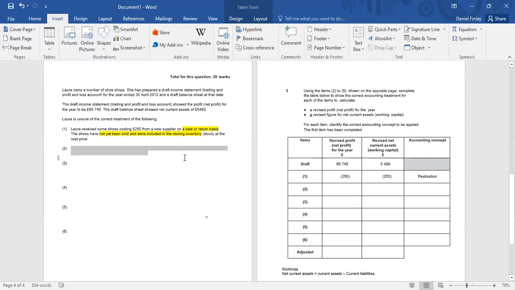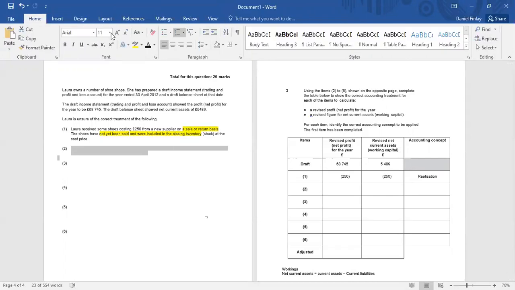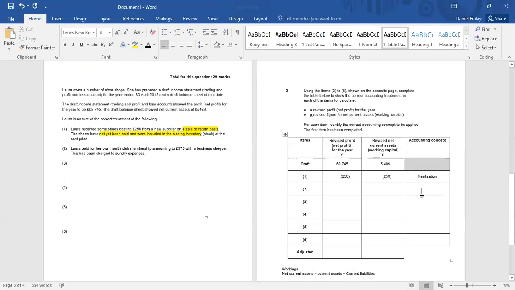Okay, the second one, let me just unhide it. So Laura paid for her own health club membership amounting to £375 by business cheque. This has been charged to sundry expenses. Now, we know that the accounting concept is business entity because she should have kept her personal gym membership separate. So that means we need to take that away from the sundry expense. So the expense is going to go down, which means the profit's going to go up by 375.